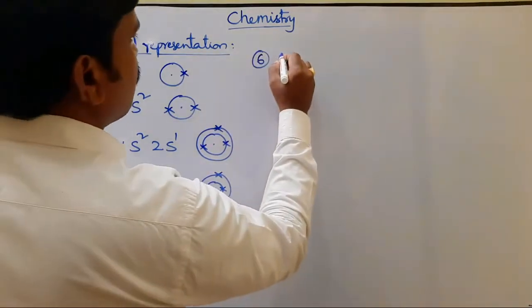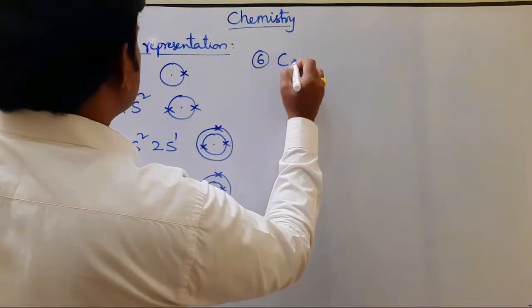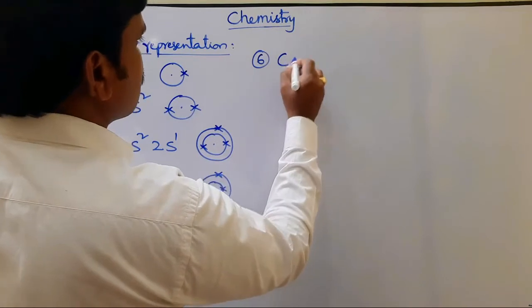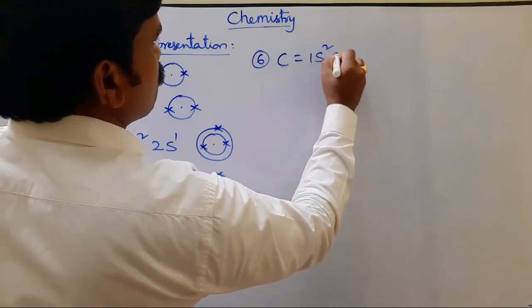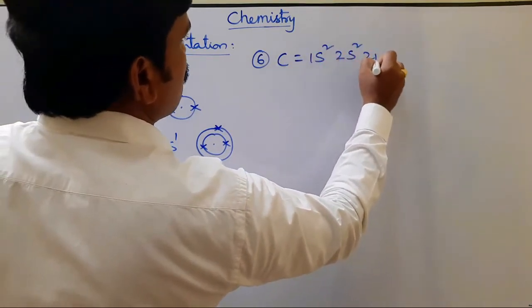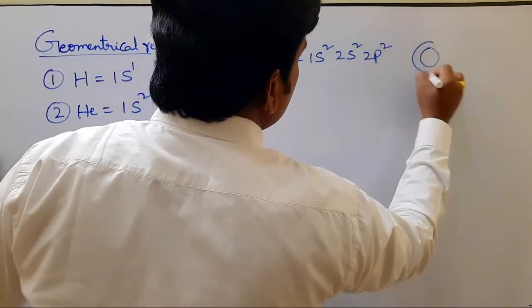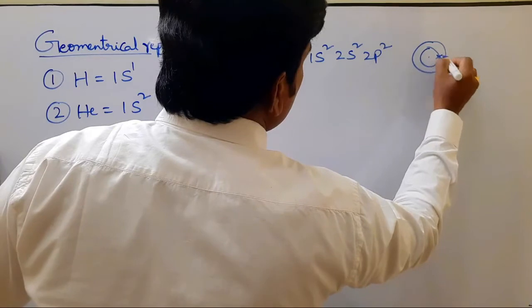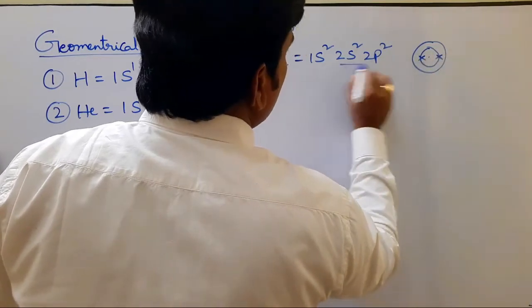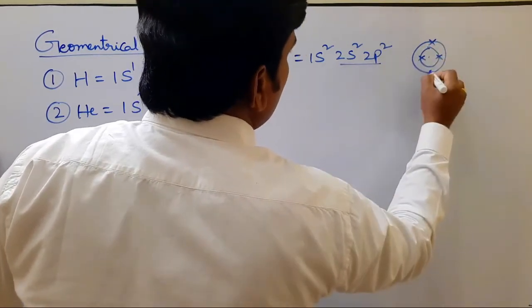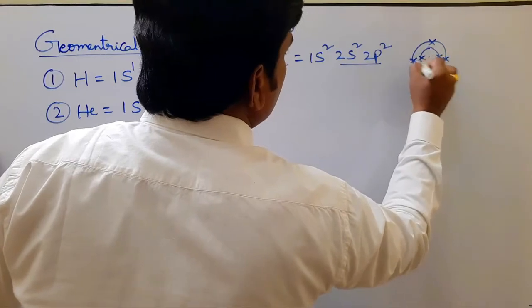Sixth element is carbon. Carbon symbol is C. Its electronic configuration is 1s2, 2s2 and 2p2. So it has 2 shells, first shell and second shell. First shell has 2 electrons, second shell has 4 electrons. 1, 2, 3 and 4.